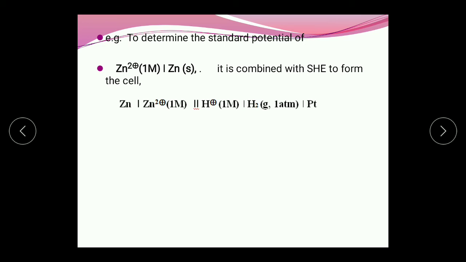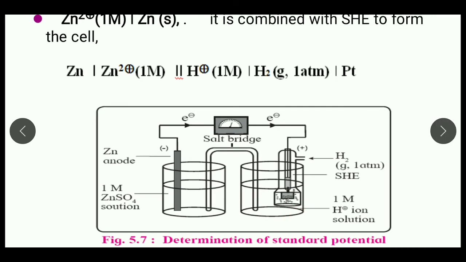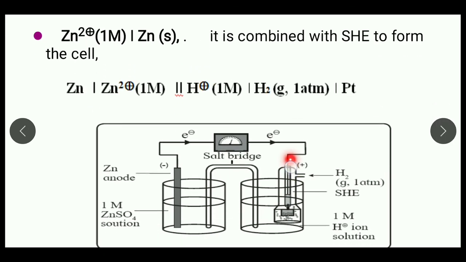Now if we measure the cell potential, then we know the potential of this side is 0. That means the potential that comes belongs to this. Hence, how is it measured? The figure is like this. This is SHE.